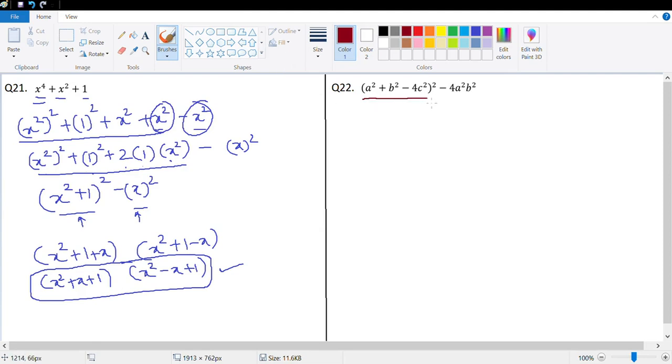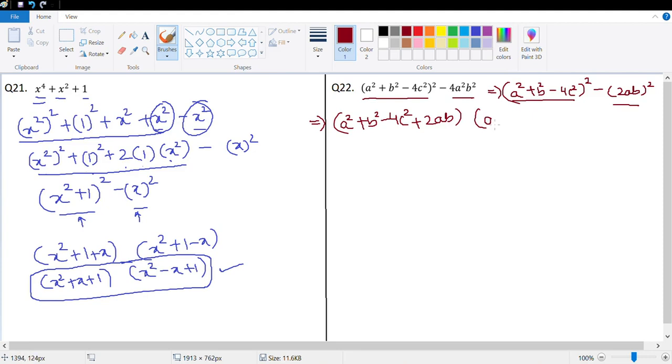This is obviously first term whole square, and this can be written as 2ab whole square. So this is a square plus b square minus 4c square the whole square, and the second term can be written as 2ab the whole square. So now this is x square minus y square. So this can be written as a square plus b square minus 4c square plus 2ab multiplied with a square plus b square minus 4c square minus 2ab. If I look at these three terms, the way I have underlined, these three terms are nothing but a plus b the whole square. Similarly, these three terms in the second bracket is nothing but a minus b the whole square. So let's write them as what we just discussed.